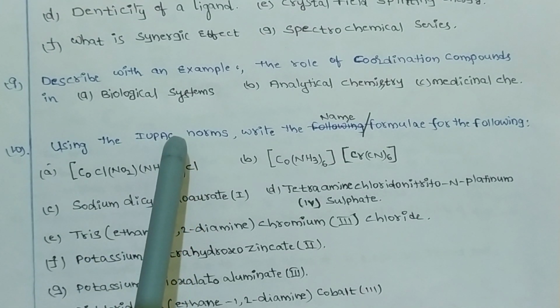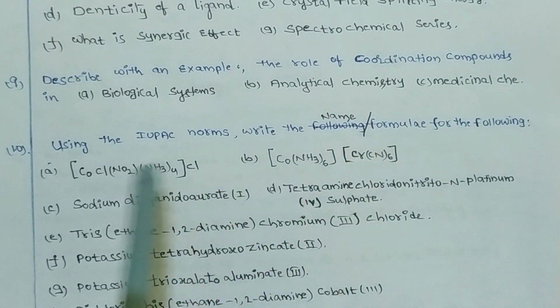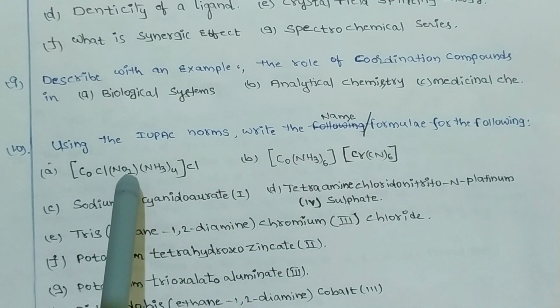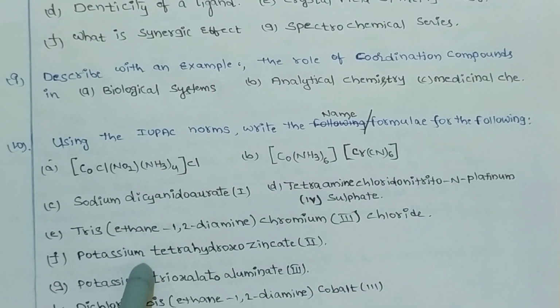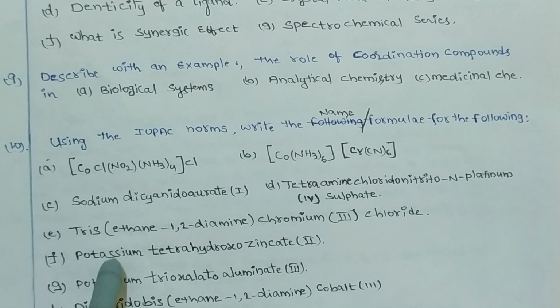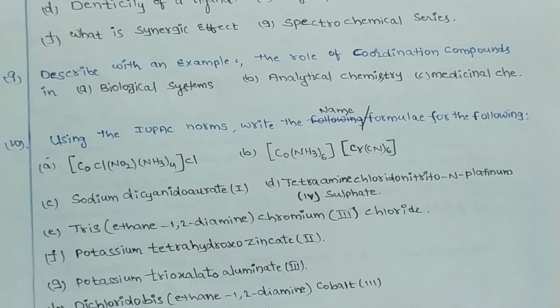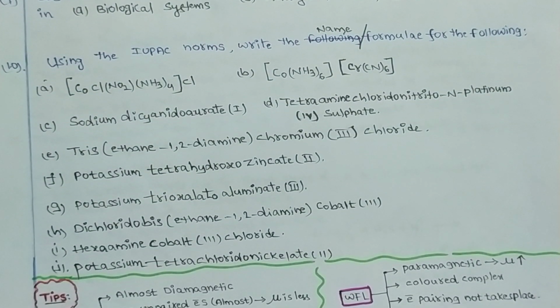Next, using the IUPAC names, write the name or formula of the following compounds. A complex compound is given, we have to write the name. Next, the formula is given, we have to write the name. Here the name is given, we have to write the formula. This is the 10th question.